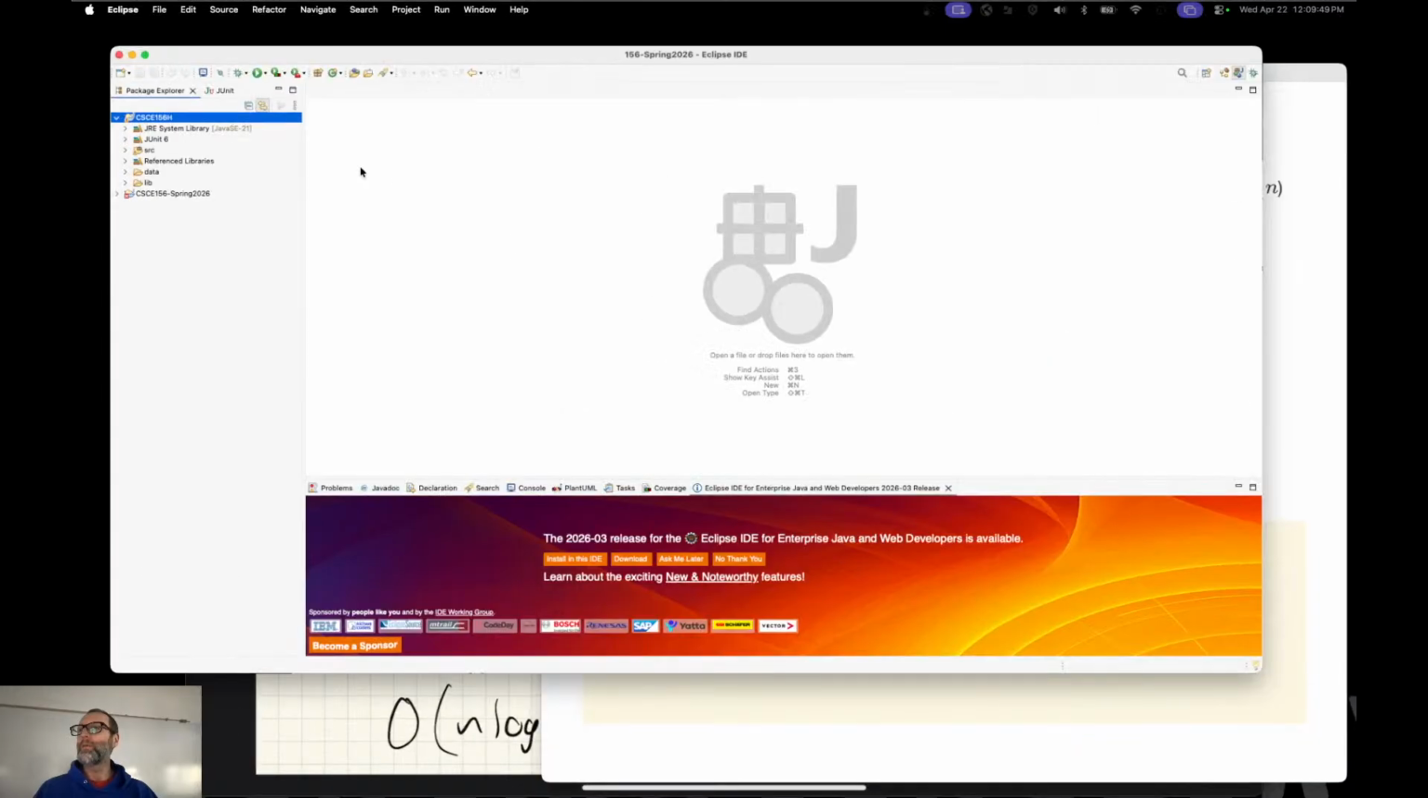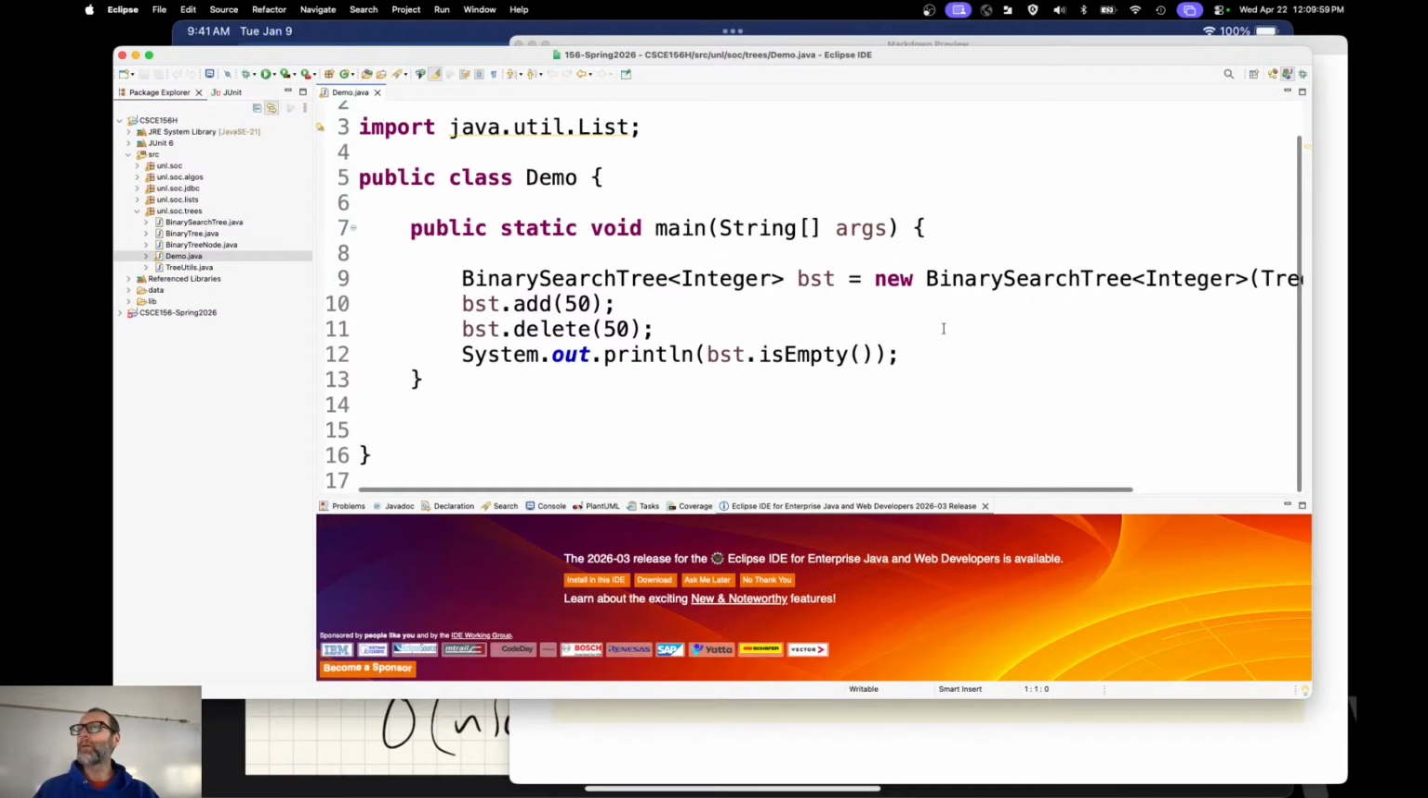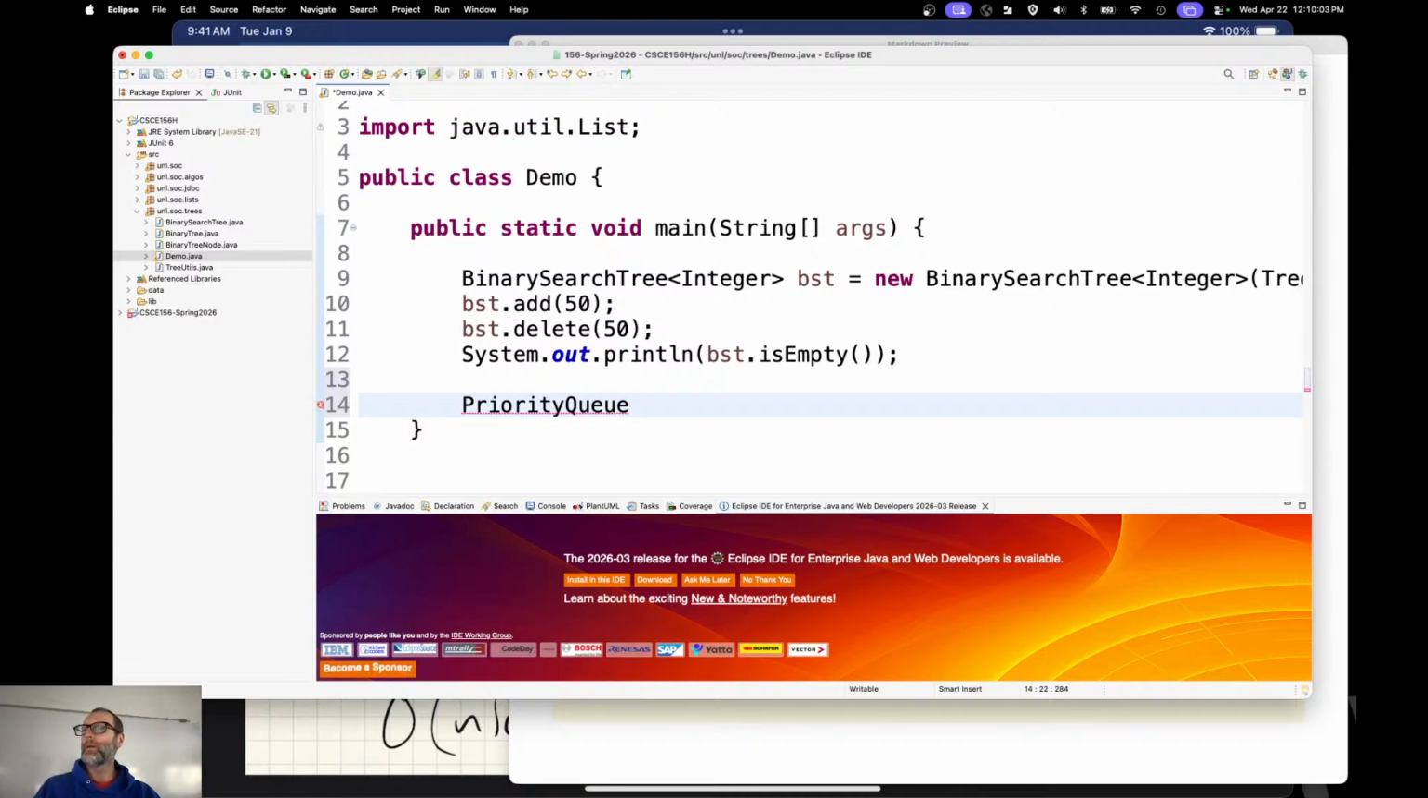We have maybe 5 minutes here. We can go ahead and see what it looks like in Java. Let's just go over here to demo. All right. Remember that priority queue? Priority queue of, say, integer. Right. PQ is equal to new priority queue.